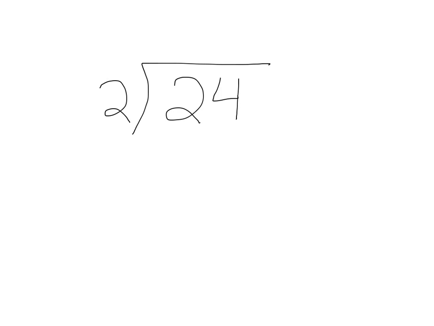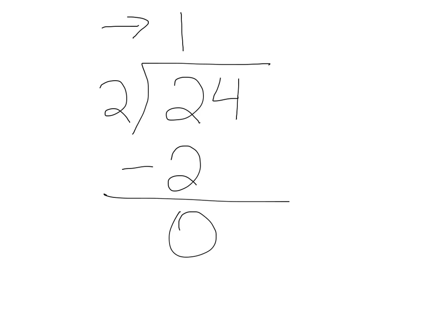When I look at my tens place, I know that 2 can go into 2 one time. Then I multiply 2 times what I've put up here, and I subtract that from what I have. My next step is to bring down my ones place.